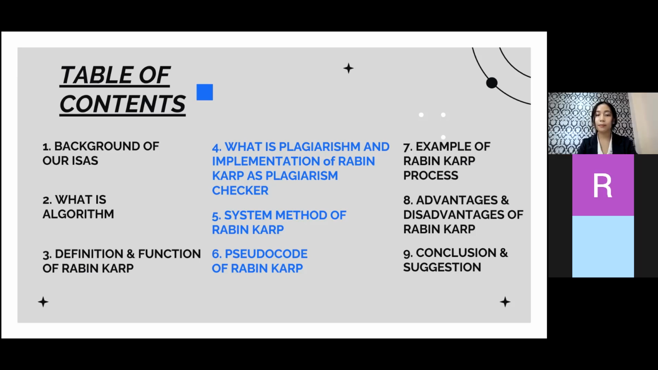Next is the system method of Rabin-Karp. Next is the pseudocode of Rabin-Karp. And the 7 is the example of Rabin-Karp process and the advantages and also the disadvantages of Rabin-Karp. And last, before we close our presentation, we are going to give you all the conclusion and also the suggestion about our presentation of our ISAS entitled the Rabin-Karp.